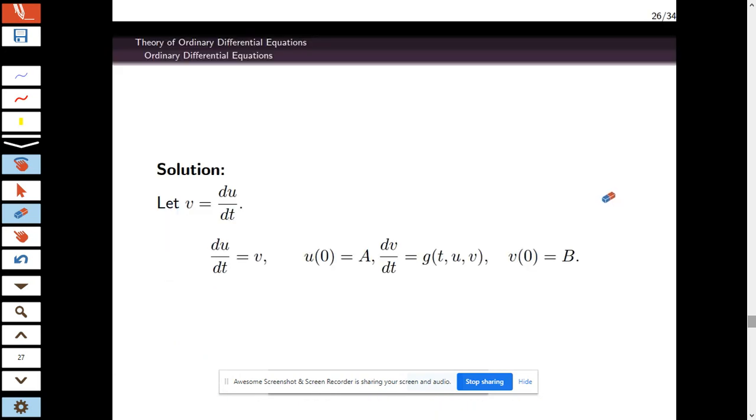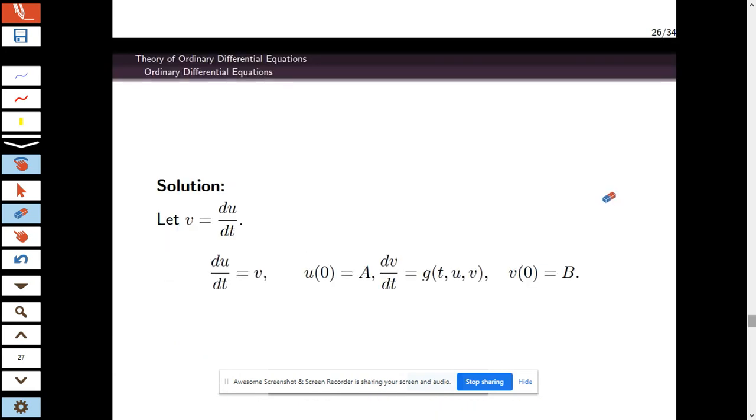That's the problem. Okay, so what I did here, let V equal du dt. Okay, V equals du dt. So we have V equals du dt. Maybe usually you write here du dt equals V. Okay. Okay, now what is dv dt?